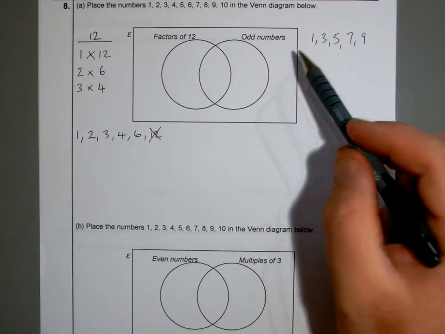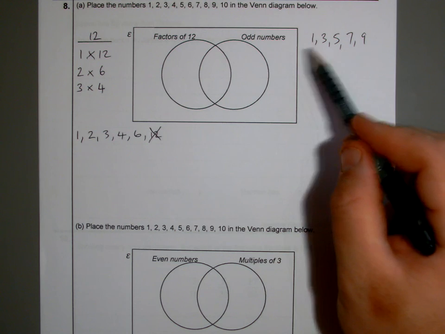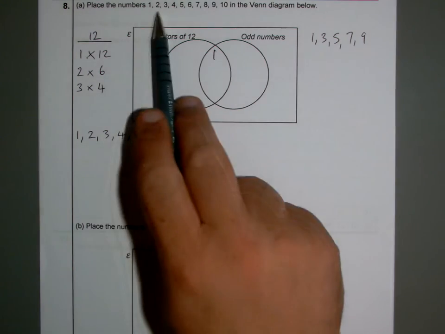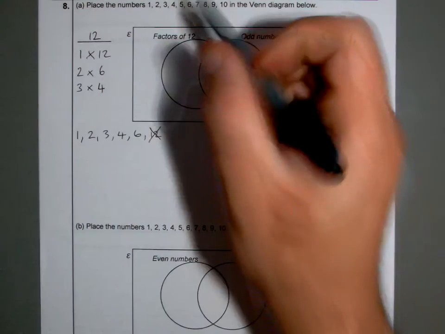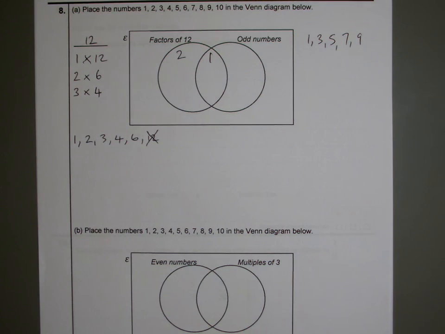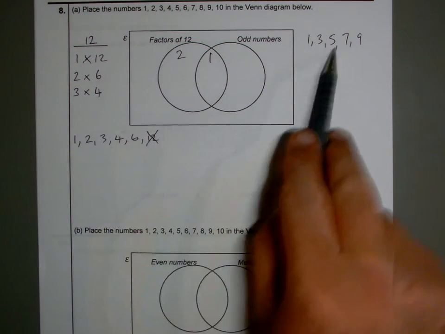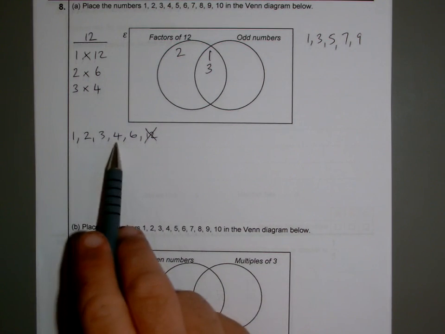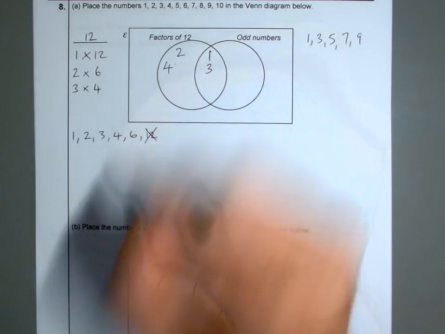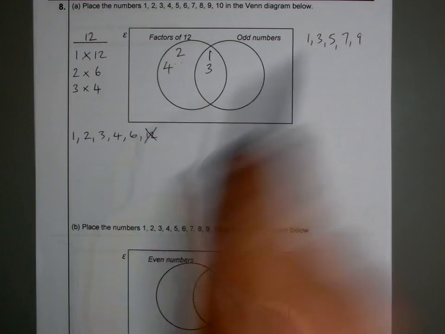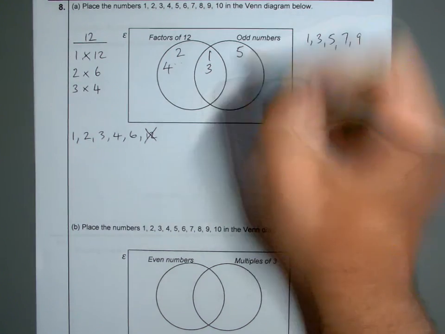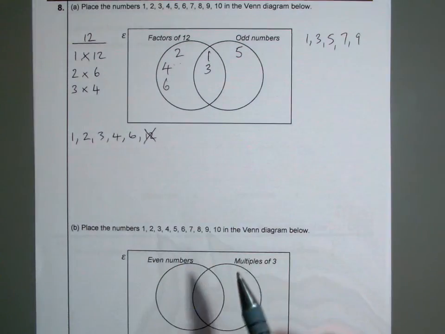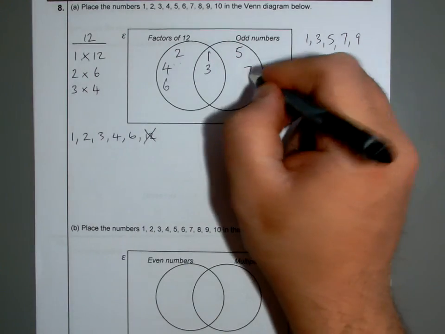Number 1, let's start off with, well, 1 is an odd number, okay, but it's also a factor of 12, so it's going to go in the middle there where they overlap, okay. 2 was a factor of 12, but it's obviously not odd, so it's going to go into the factor of 12 circle only. 3 is in both lists, yeah, so that will go where they overlap. 4 then is a factor of 12, but clearly not odd, so it'll go here. 5 is not a factor of 12, but it is odd, obviously, so just go in the odd circle. 6 is a factor of 12 only. 7 is odd, so it'll go in the odd part there.